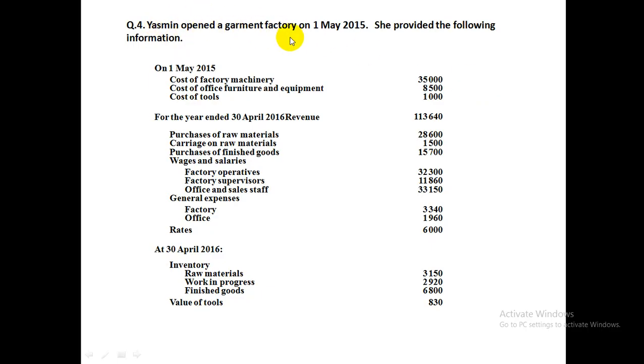Yasmin opened a garment factory on 1st May 2015. She provided the following information. May 2015, cost of factory machinery, which is a non-current asset, is given. Cost of office fixture, furniture, equipment is given. Cost of tools, these all are the non-current assets by her, and she opened a new business. So on the first day, these are the non-current assets.